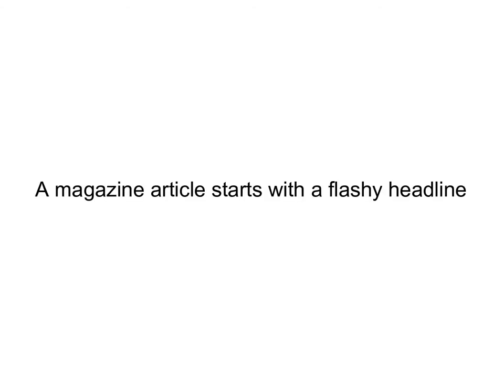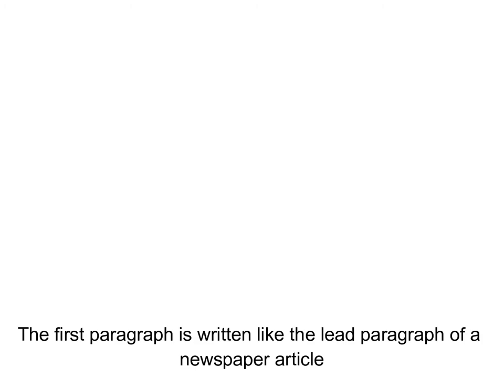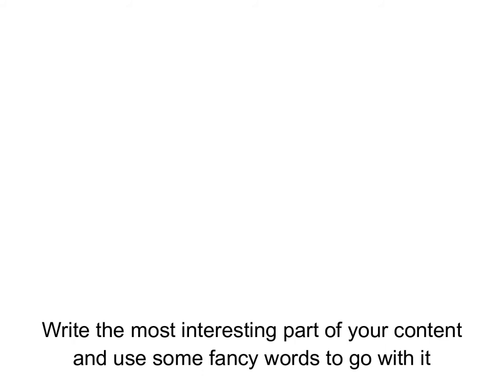Back to the point, a magazine article starts with a flashy headline, which can be a question, a statement, or even a half-truth to get the reader's attention. The first paragraph is written like the lead paragraph of a newspaper article. Write the most interesting part of the content and use some fancy words to go with it. That's about it, to be honest. You should be able to tell the difference between a magazine article and a newspaper article now.